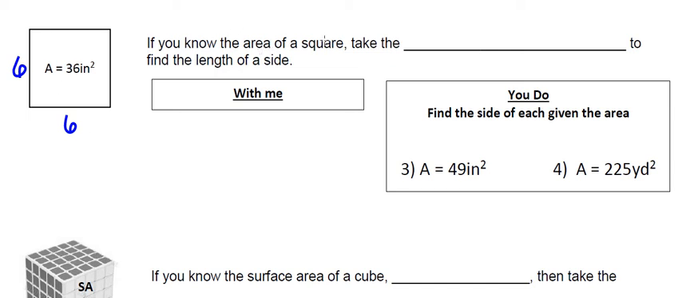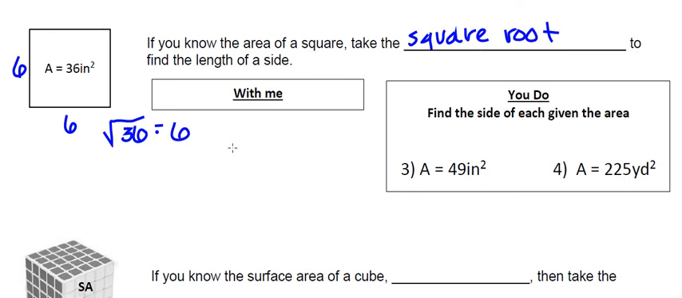So if you know the area of the square, it gives you inches squared. You know the area of the square. You take the square root to find the length of a side. So if I here have 36, I can take the square root of 36, which is my area. I get 6. That gives me a side length of 6. Well, 6 times 6 is 36, so that makes sense for that to be the area.